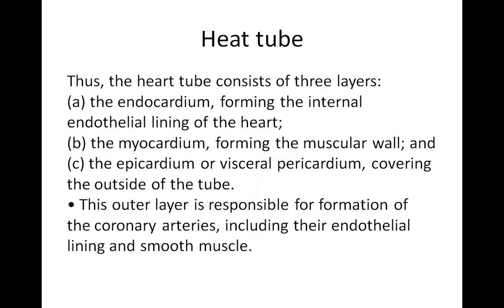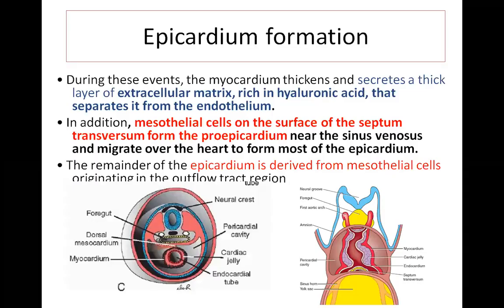So the heart tube, it has three layers. First was the endocardium, forming the internal endothelial lining of the heart. Then was the myocardium, forming the muscular wall, and the epicardium or the visceral pericardium, covering outside the tube. Now, the outer layer is responsible for the formation of coronary arteries, including their endothelial lining and the smooth muscle. So this is important, that coronary arteries, they are originating from the epicardium of the heart. So how the epicardium is formed?